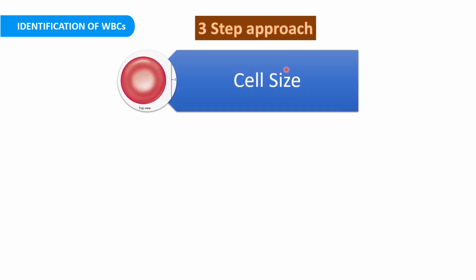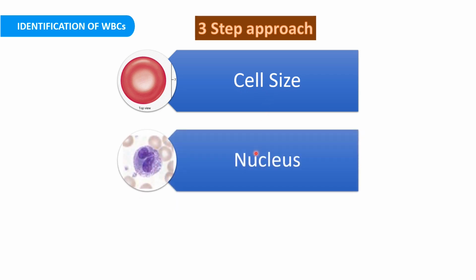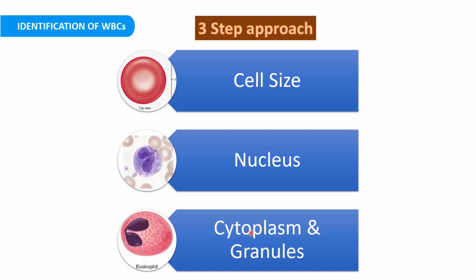First, we have to see the cell size. First you have to remember that any nucleated cell is a WBC in peripheral smear. Okay, if it is a nucleated cell, find out the cell size. Then see the nucleus of that WBC, and then find out the cytoplasm and granules. So if you follow this 3-step approach, you will easily identify the WBC. First you see the cell size, then the nucleus, and then the cytoplasm and granules. One by one we will find out the importance of each step in the next slide.